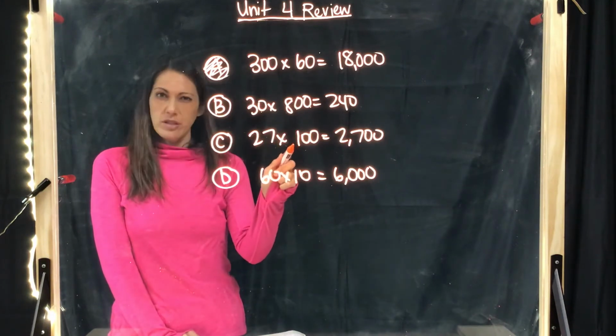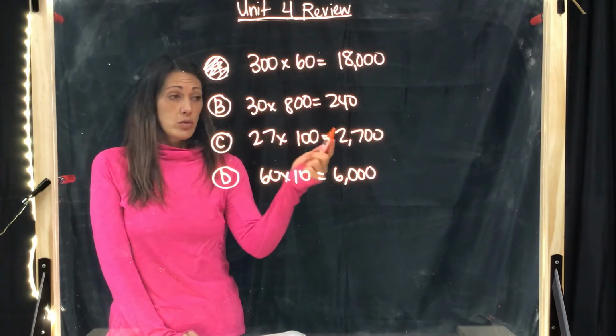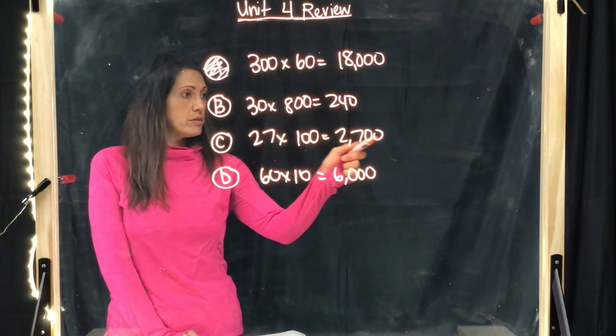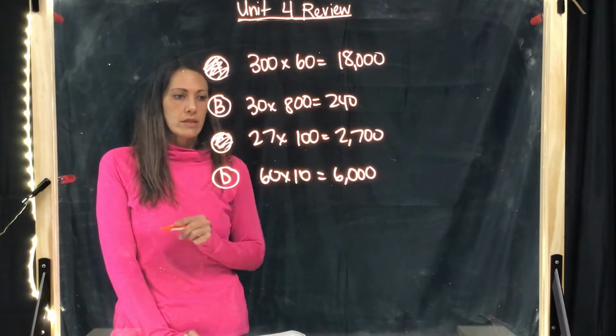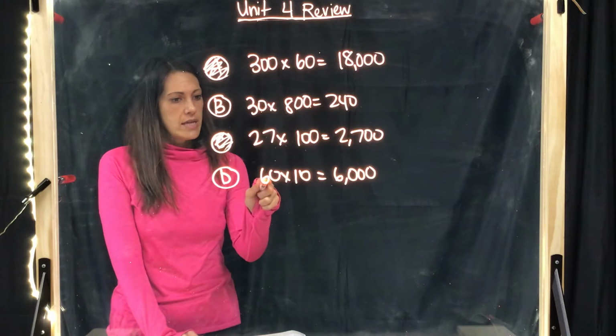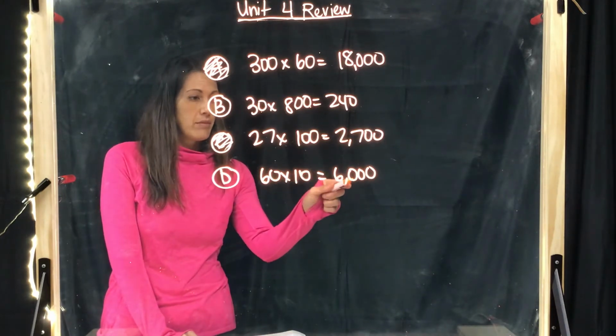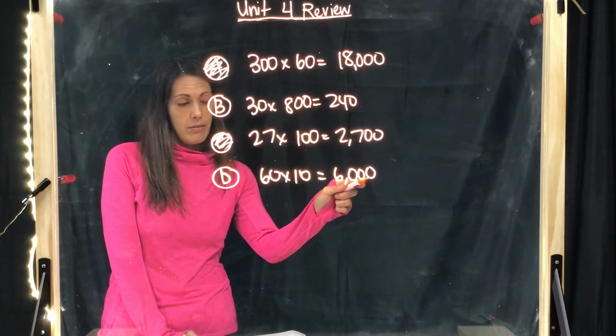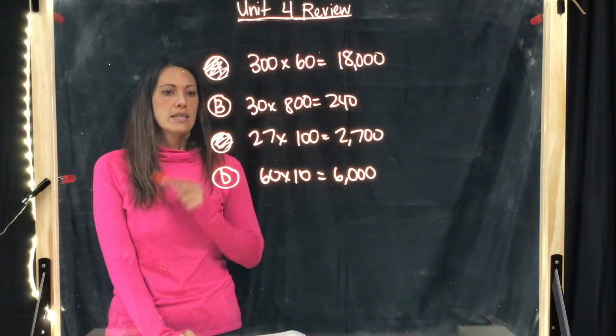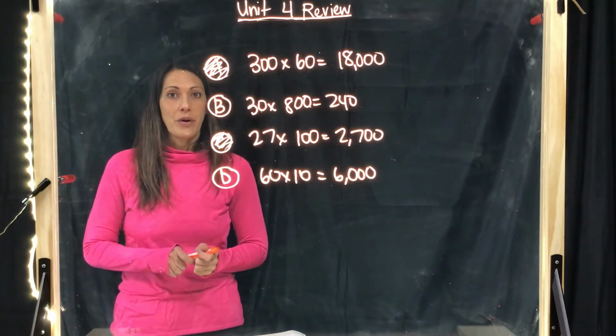27 times, I'm just going to look at this as a 1. So 27 times 1 is 27, and then I should have 2 zeros, which I do. So C is correct as well. When I take a look at D, I have 6 times 1, which is 6, and then I have 2 zeros here, but I have 3 zeros in the product, so that's not correct. So it looks like A and C are correct for number 4.